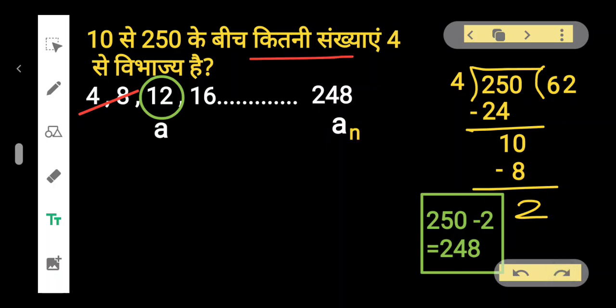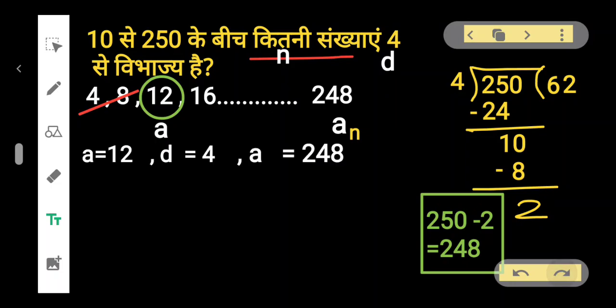This is AN. How many numbers? It means we have to find N, and D is no doubt 4. Multiple of 4, then D is always 4. Multiple of 3, D is always 3. Multiple of 2, D is always 2. If numbers are in increasing terms, then plus; if numbers are in decreasing terms, then minus.